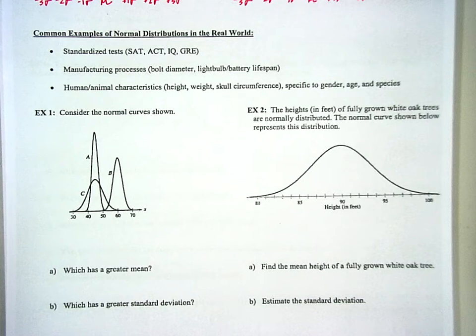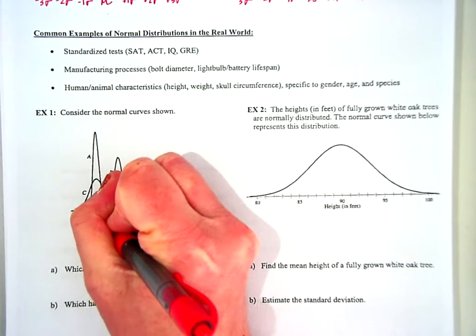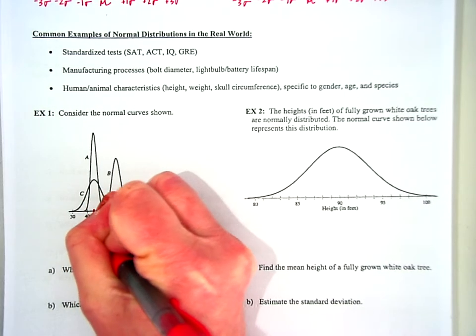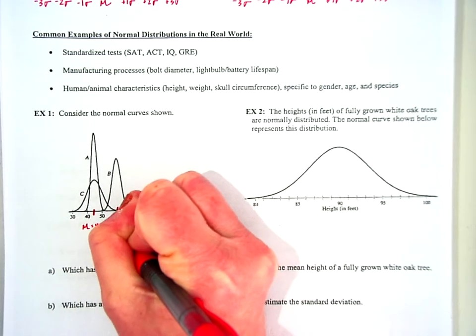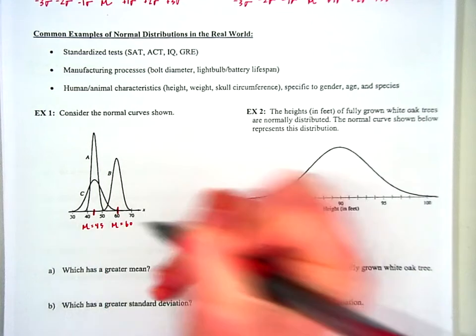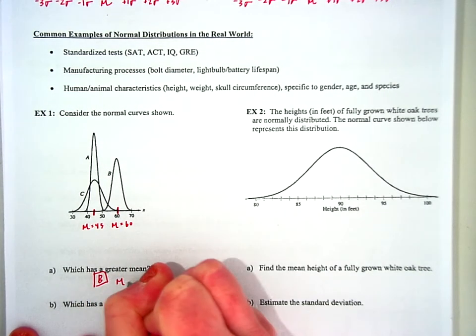When I'm looking for the mean, I'm just looking at where would be right smack in the middle of the distribution. So right here for A and C, it looks like they have the same mean. Right here, the mean looks like it's about 45. And then for B, right here, the mean looks like it's about 60. So B has the biggest mean. The mean is 60.